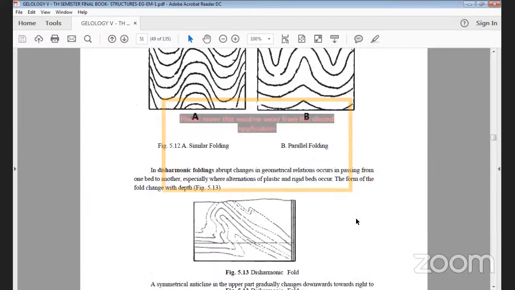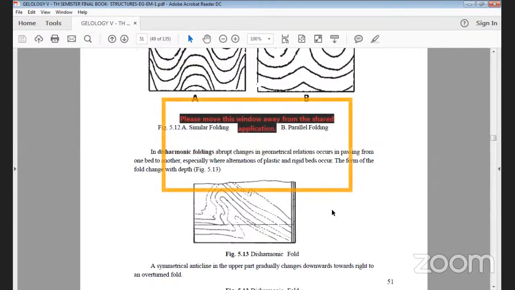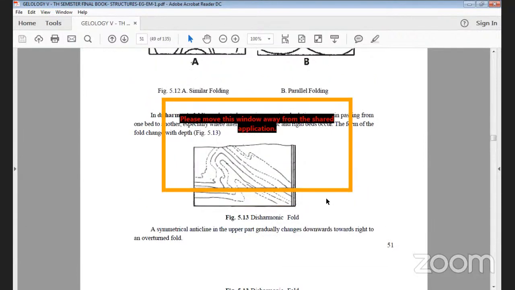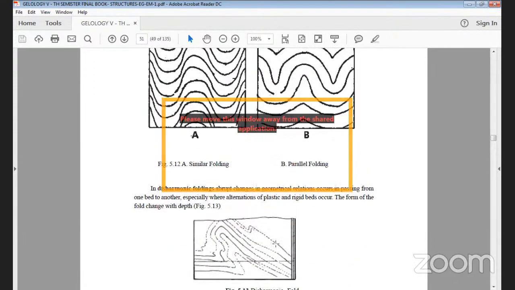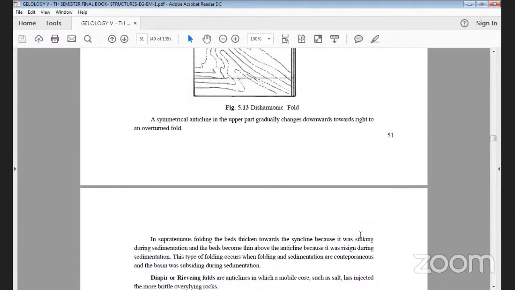Disharmonic folding is abrupt and it changes the original geometric relations, occurring in passing from one bed to another, particularly where alterations occur in plastic and rigid beds. This form, we see, changes when it goes into depth. Yeah, this one, again, is a disharmonic fold. This is a disharmonic fold. As per this, they will get movement up and down.